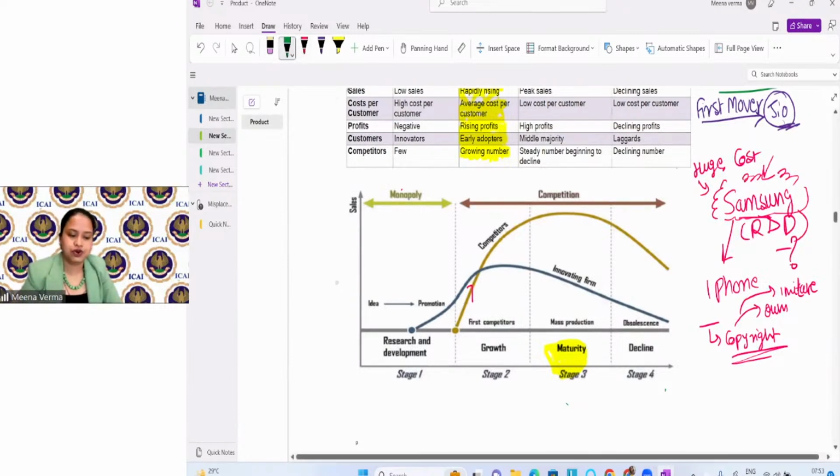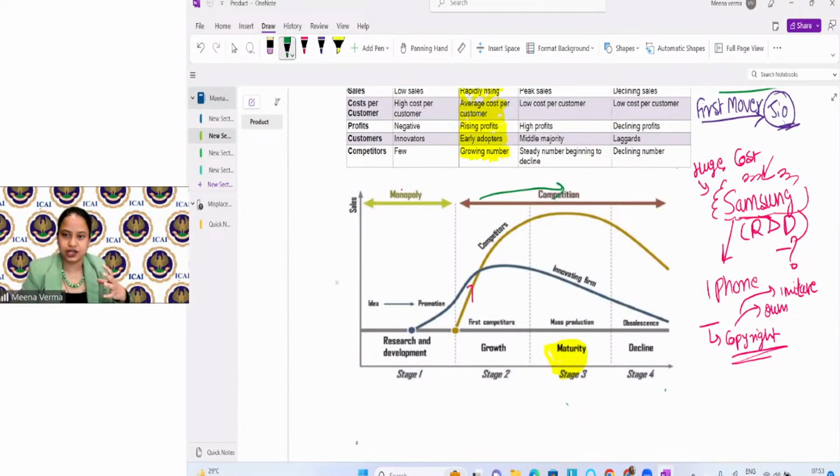So after this, what will happen? Gradually the competition will start. It will start from the growth stage. Other competitors will start noticing your product, and the competition will begin here. Now the point is that if the product reaches the maturity stage, competition will be intense here. Intense, huge competition. So the competition will be intense in this stage, right?